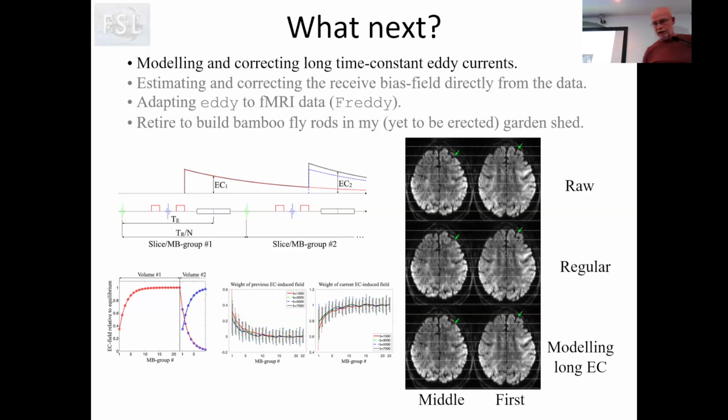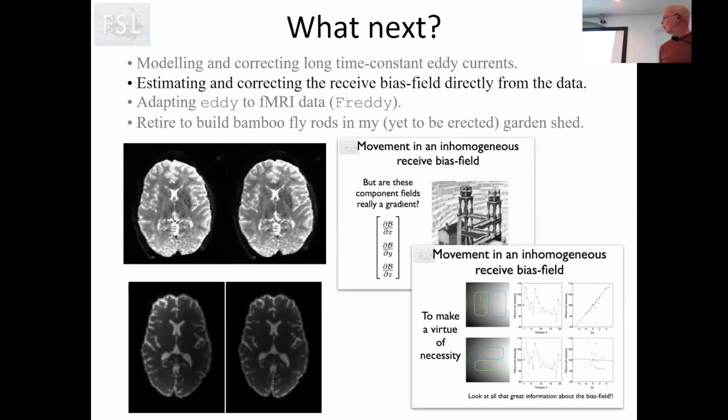That was quite nice. Second thing, so this is work that's pretty much done, but we haven't written it up yet. If you look at this one here, this is a subject from the HCP. He moved a lot. We tried to fix everything as well as possible. But what you can see is areas of higher and lower intensity that seem to move up and down here, right? And what's happening here is he is in an inhomogeneous received bias field, right?